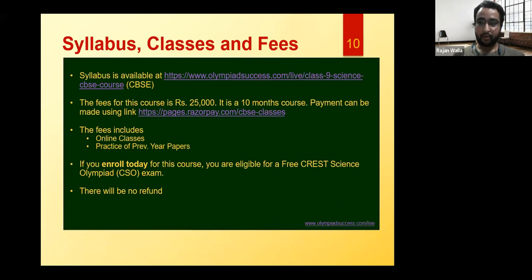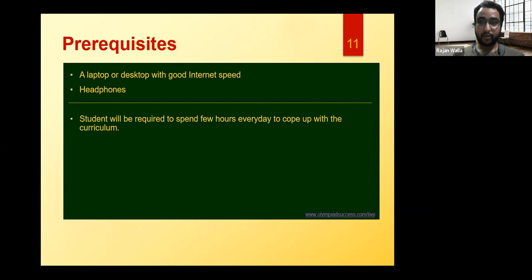Okay. Now the fee for this course is 25,000 and the duration will be 10 months. The link for the syllabus and fee I will share in the chat box. The fee includes online classes and practice of previous year papers. And students, if you enroll today, you will get the free CREST Olympiad, that is the CSO exam. Now, what is required to join this course: a laptop with good internet speed and also headphones. Students, you need to give more hours to cope with the curriculum, because we are also going to give you homework and assignments. You need to complete them.